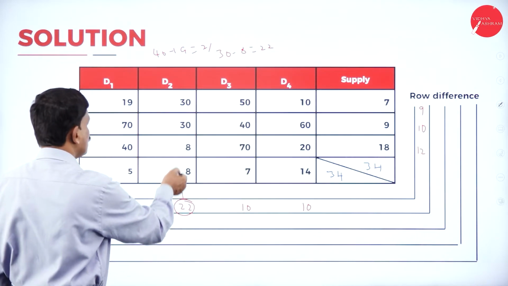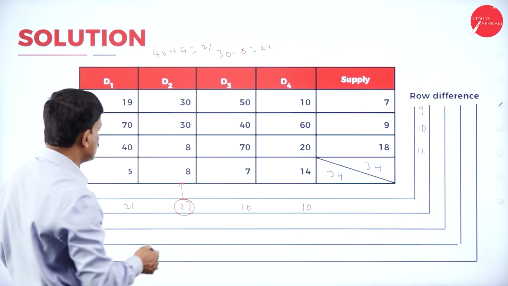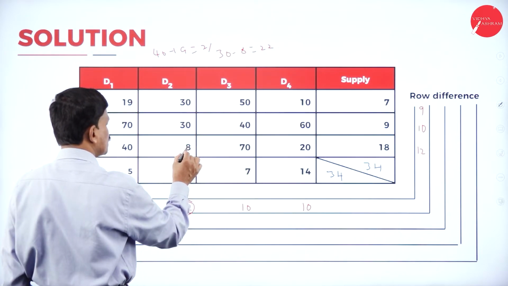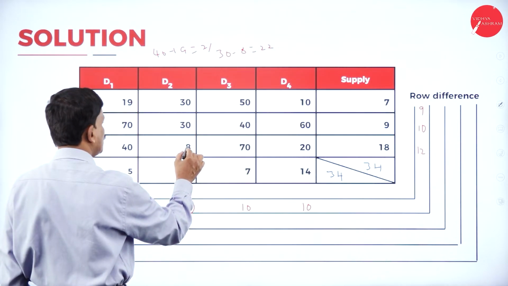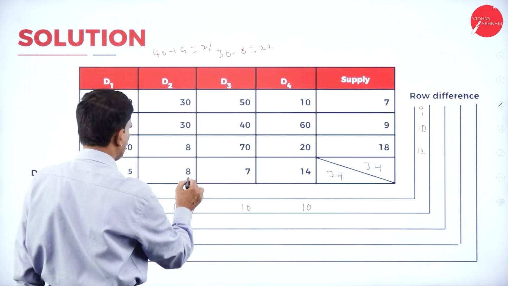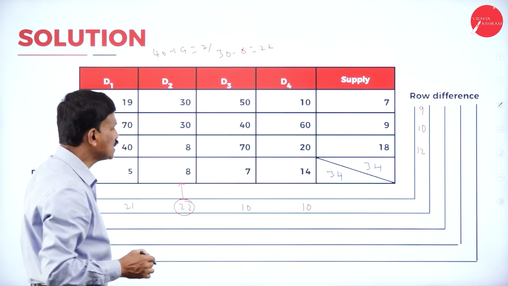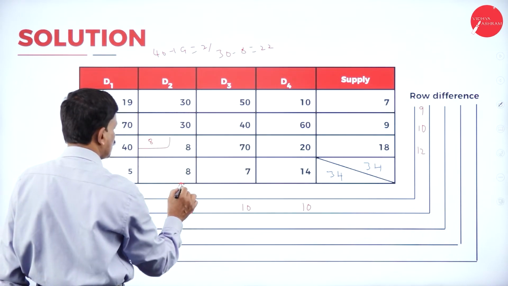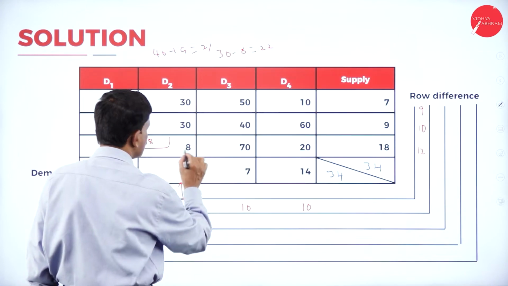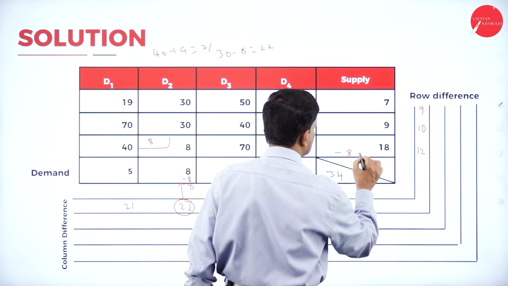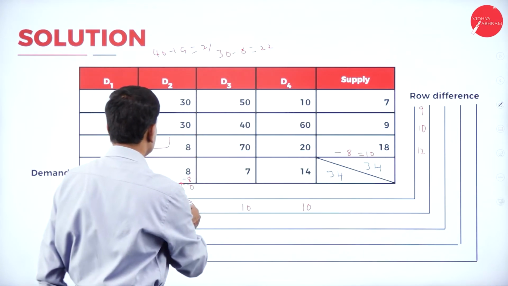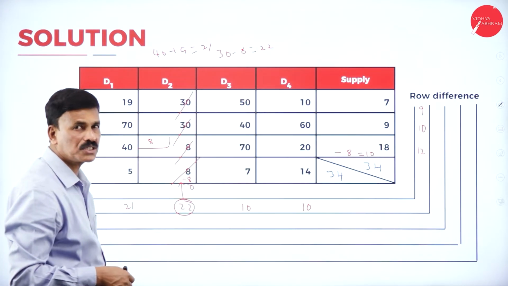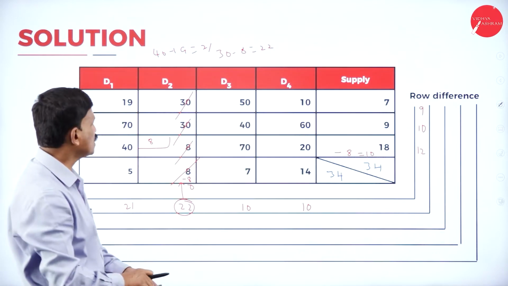So for this, find out the minimum value first. In this particular column, the minimum value is 8. For this minimum value 8, find out the supply and the demand. Demand is equal to 8 and supply is equal to 18. So here 8 is the minimum value, so I can allocate 8 here. 8 minus 8 becomes 0. Here you can subtract 8, that's equal to 10. Once this becomes 0, the entire row gets cancelled. This is cancelled.